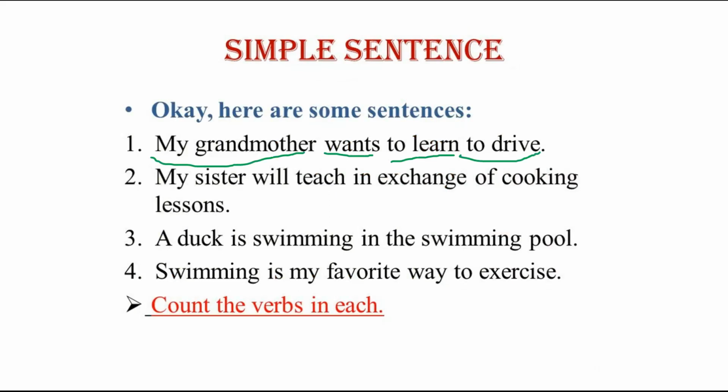My sister will teach in exchange of cooking lessons. Okay. My sister is one subject. This is the first subject. Will teach. This is the verb. Will teach together is one verb. In exchange of cooking. Okay, cooking, we all know that cooking with the ing is just a gerund. So we do not treat it as a verb, but it is a gerund. So we have only here one subject and one verb. So it is a simple sentence.